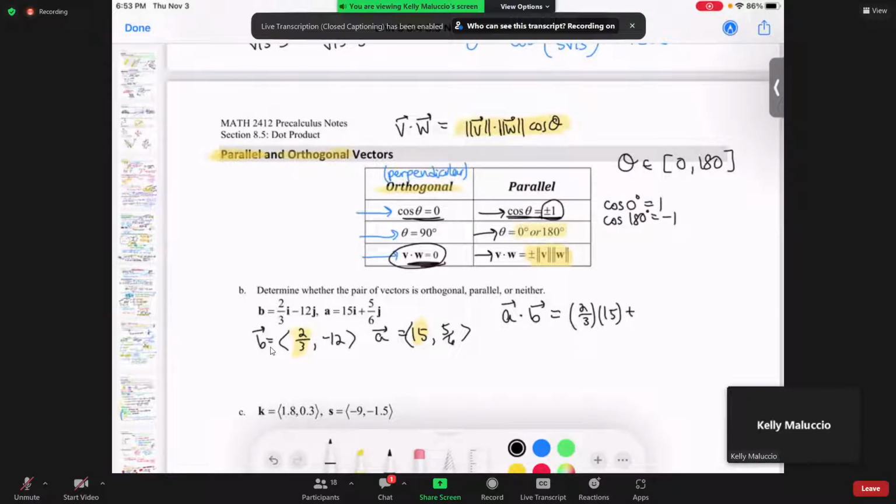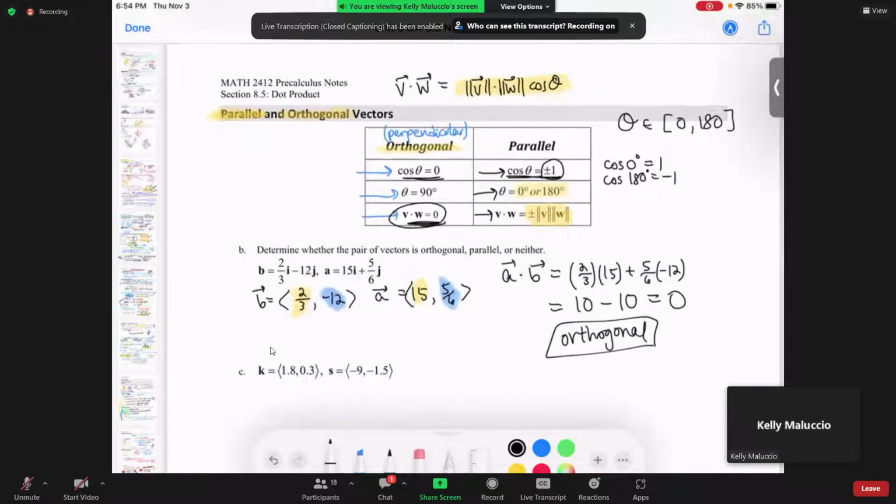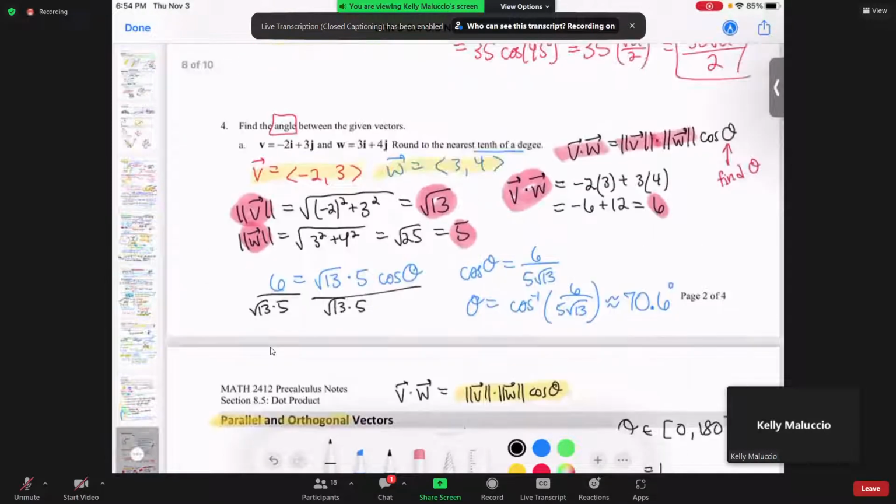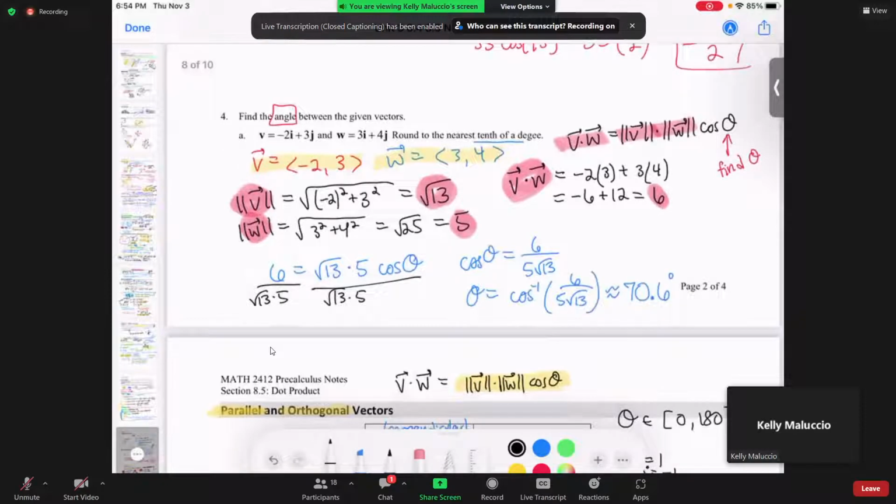Then plus 5/6 times -12. I'm mixing up the order again, but that just goes to show even more that order doesn't matter. It's just these two multiplied together. And when you get this, this ends up being 10, and then this is a -10. Here we go, so we get 0. So this means orthogonal. That was actually part B. Where's part A? Oh, A was up here.